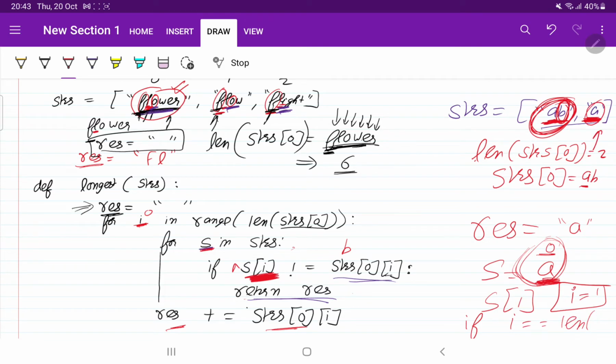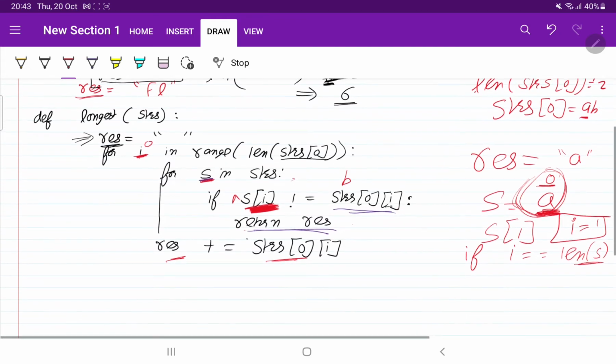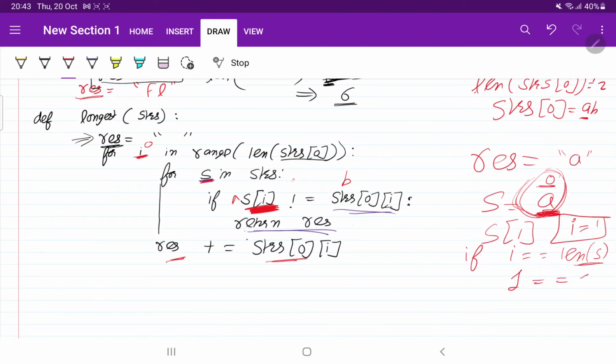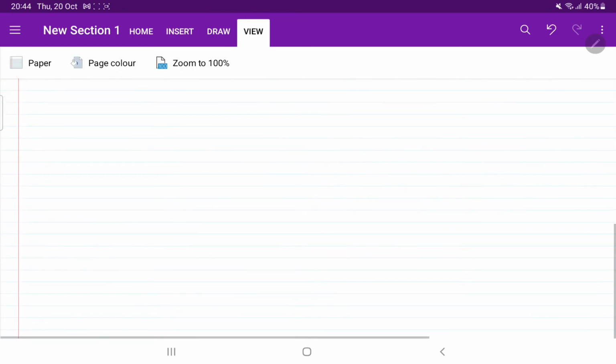So we were traversing the words by s. So as soon as 1 equals to 1, then also we need to return the result. It means there is a small optimization in this code. Okay, so here I am going to write if I equals to length of s, or we have to check both the conditions. If this condition is true, then we should directly return the result. Okay, or else it will work perfectly. Okay, so I will write the code once again.